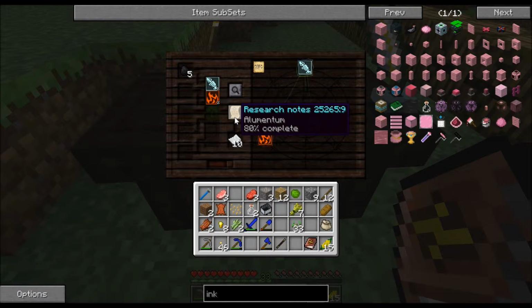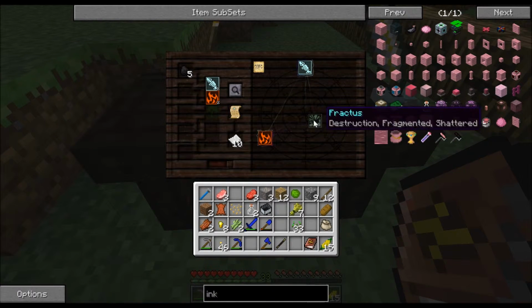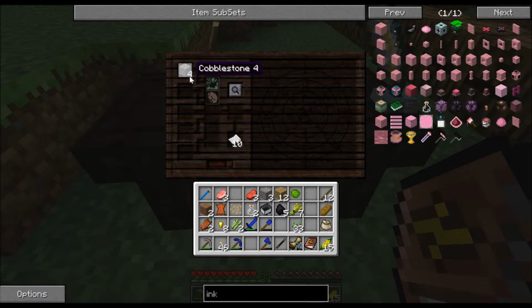Okay, once this gets past 75% done, it tells you what the other objects are that it needs. Okay, so it needs fractus, and fractus comes from cobblestone. So we put some cobblestone in there. And then Alimentum. Alrighty.